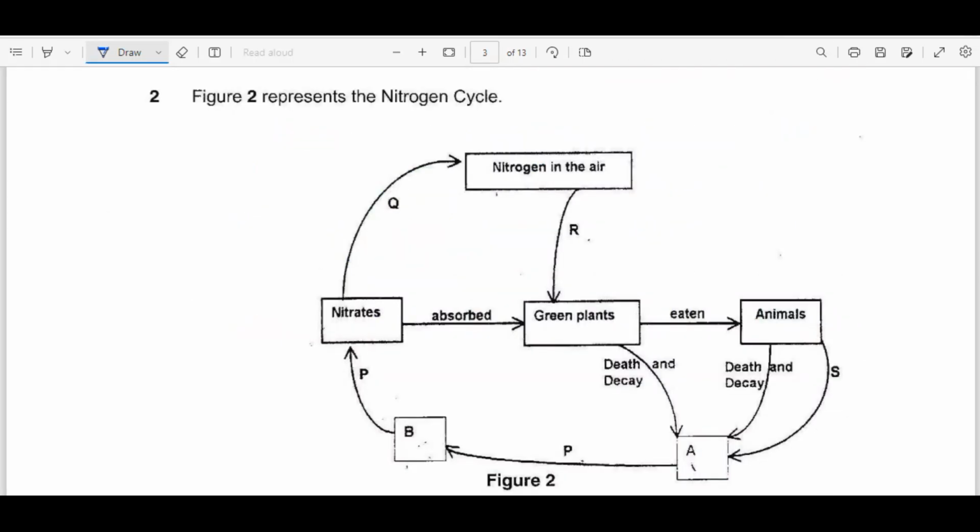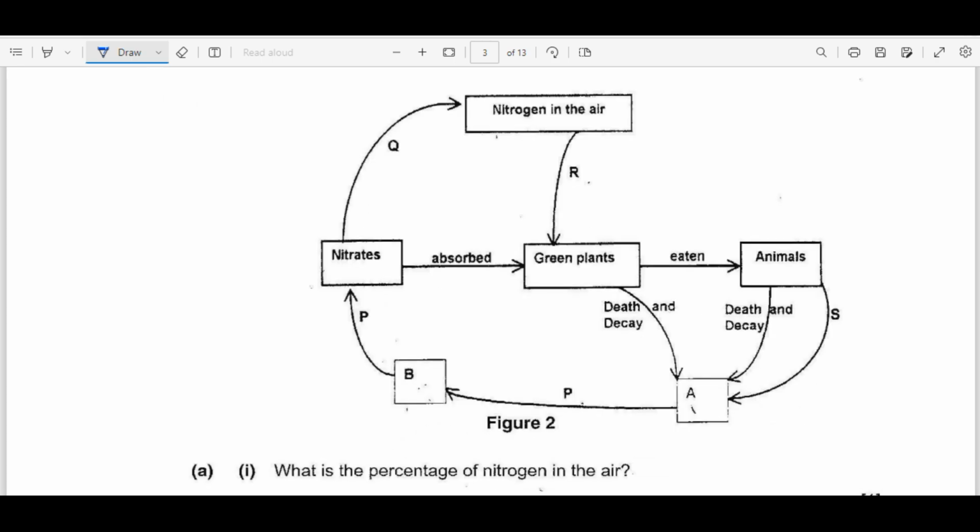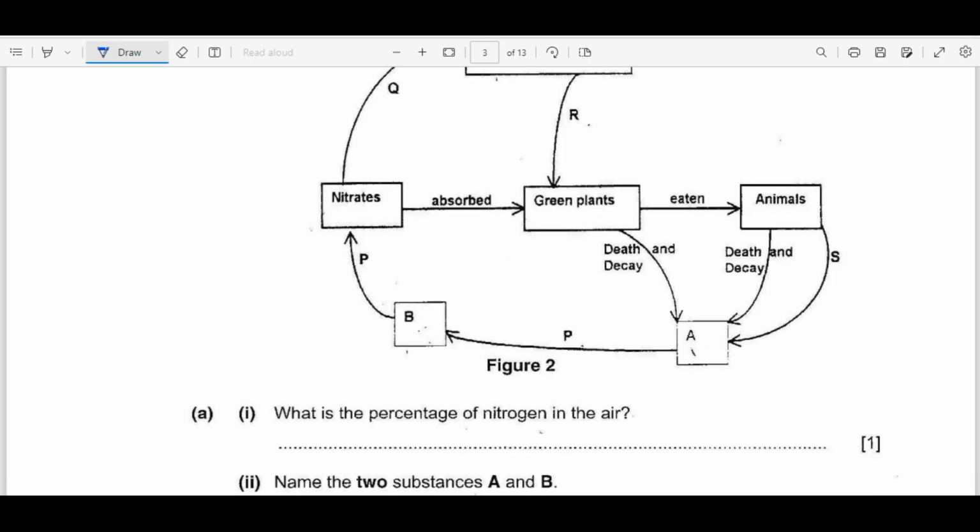Figure 2 represents the nitrogen cycle. The nitrogen cycle tells us why we need the cycle: we need cycles to avoid the depletion of certain elements. Now we have certain processes here. Let's have the first question. Question A, Roman number 1. What is the percentage of nitrogen in the air? We'll say about 78%.